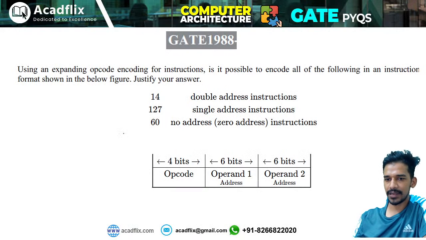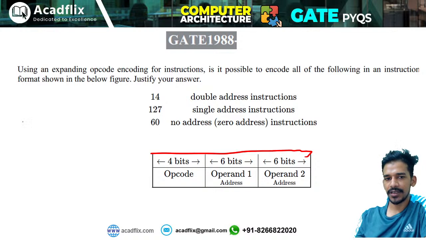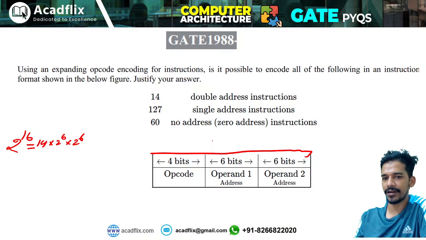So we solved a question that was a very simple question. Okay, this was the question. If you use this technique, you know that the instruction size is 16 bits. So total instructions will be 2 to the power 16. Okay, out of the 2 to the power 16 instructions, we have 14 double address instructions, that is 14 into 2 to the power 6 into 2 to the power 6. Okay, double address. Then we have 127 single address, so 127 into 2 to the power 6, plus you have to find out how many zero address instructions will be there, no address or zero address instructions.